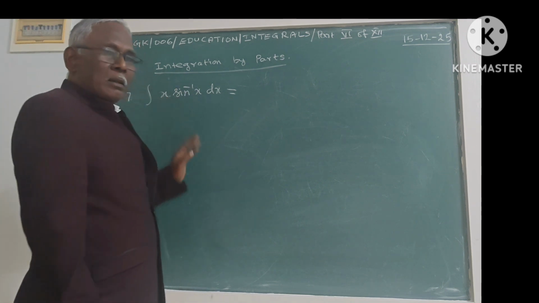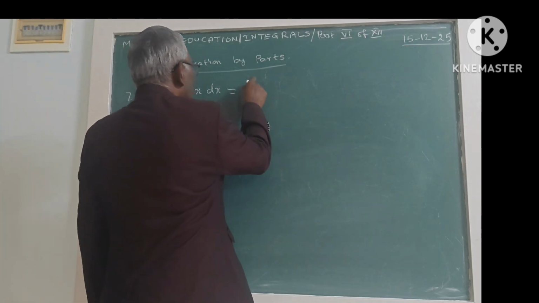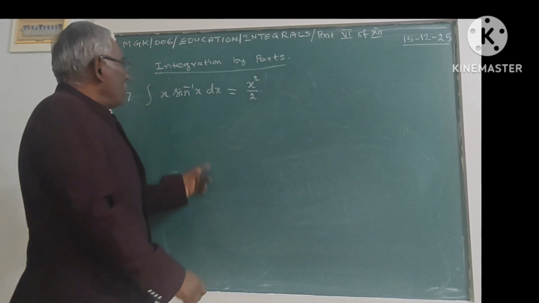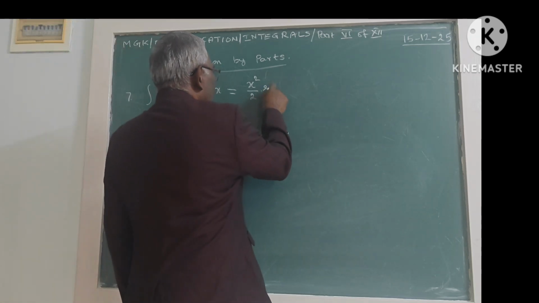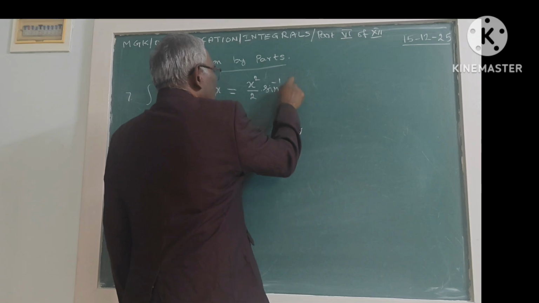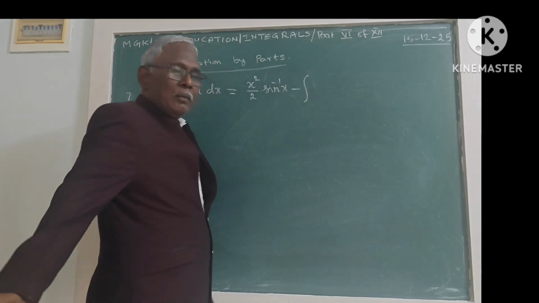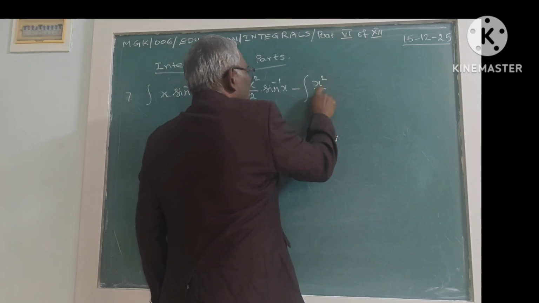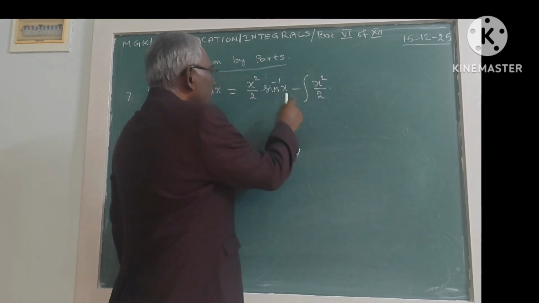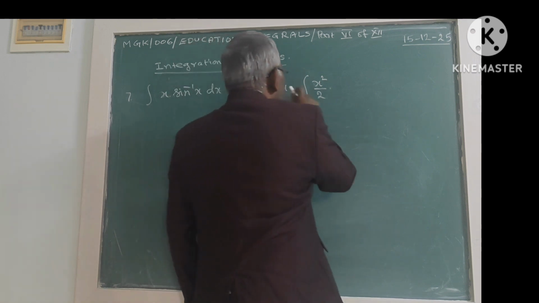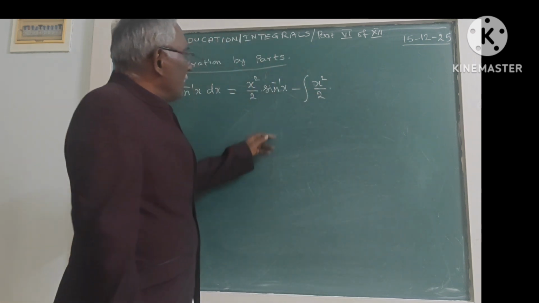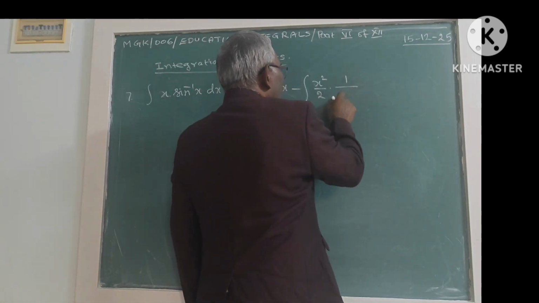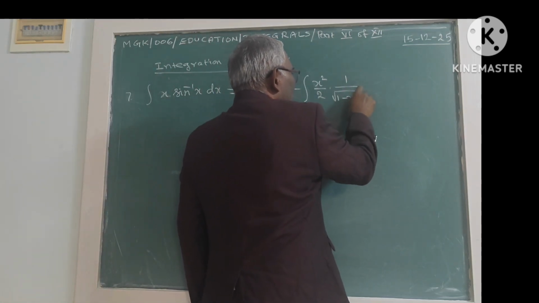If we integrate x, what will come? x square by 2 into the other function, that is sin inverse x, minus the integral of the integrated function x square by 2 into the differentiation of the other function, that is sin inverse x. If we differentiate sin inverse x, what will come? 1 by square root of 1 minus x square dx.